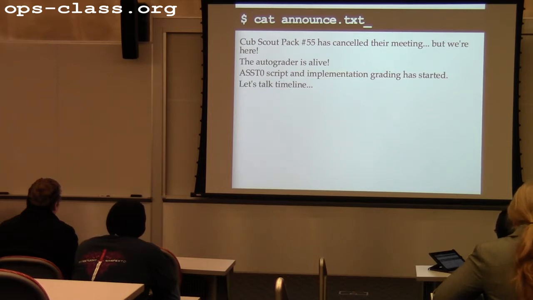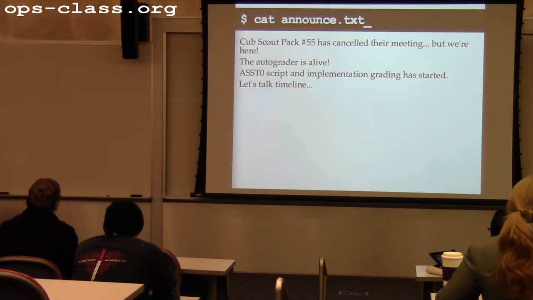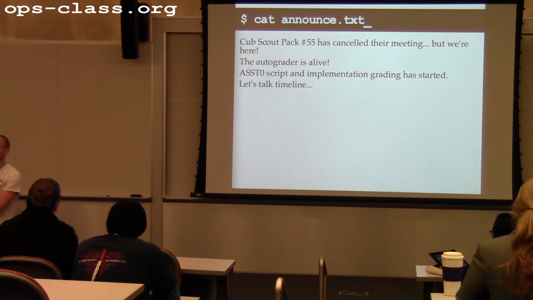So the auto grader is working now for assignment zero. I see that people have been submitting things, and if you're confused about stuff, please ask in Piazza or email us, but I think that the assignment zero stuff should work fine. It can take a few minutes after you submit. If you submit something that works well, it might not take very much time at all. But if you submit something that doesn't work, then it might take a little bit longer.